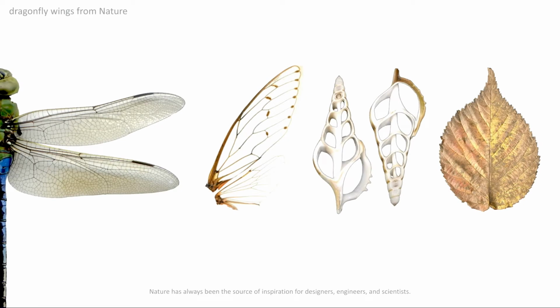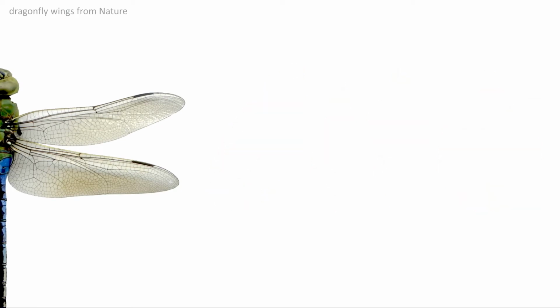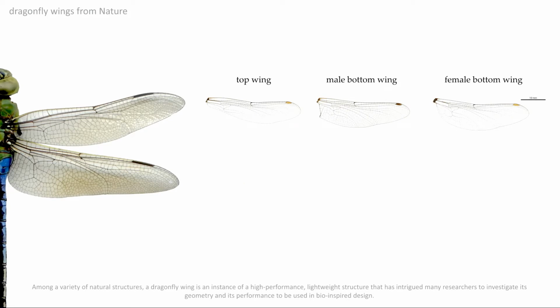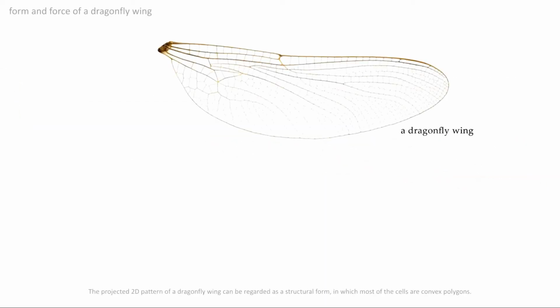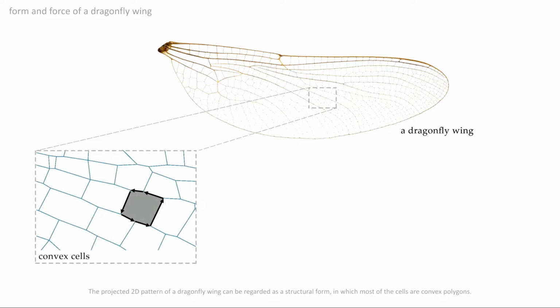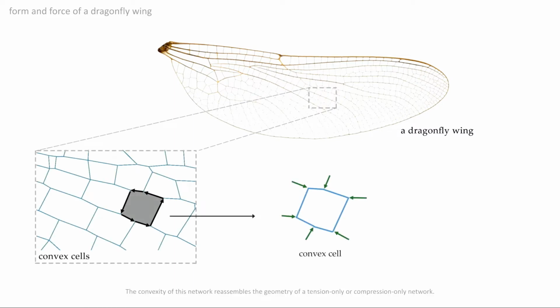Nature has always been the source of inspiration for designers, engineers, and scientists. Among a variety of natural structures, a dragonfly wing is an instance of a high-performance, lightweight structure that has intrigued many researchers to investigate its geometry and its performance to be used in bio-inspired design. The projected 2D pattern of a dragonfly wing can be regarded as a structural form in which most of the cells are convex polygons. The convexity of this network resembles the geometry of a tension-only or compression-only network.